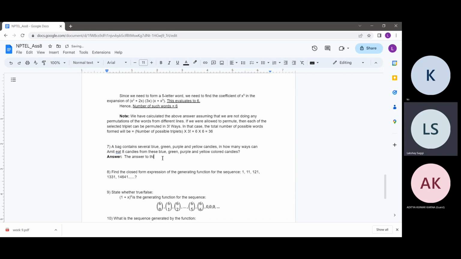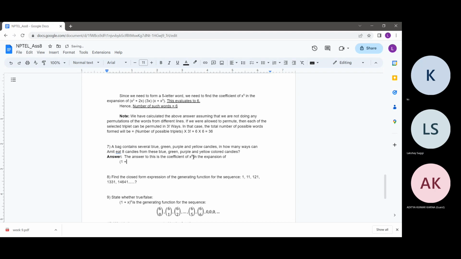This can actually also be derived using the coefficient approach. What you can say is, maybe I'll just write now. The answer to this is the coefficient of x to the power 8 in the expansion of (1 plus x square plus x cubed up to so on) raised to the power 4.